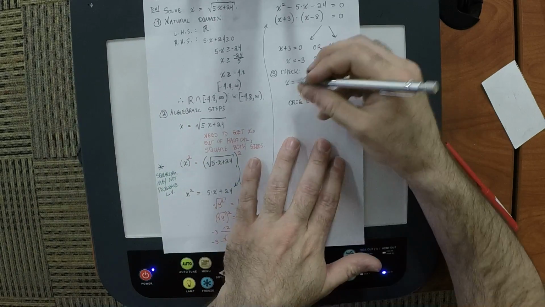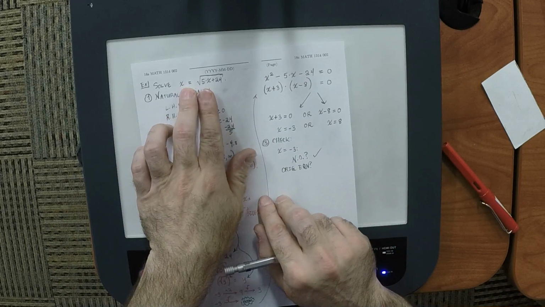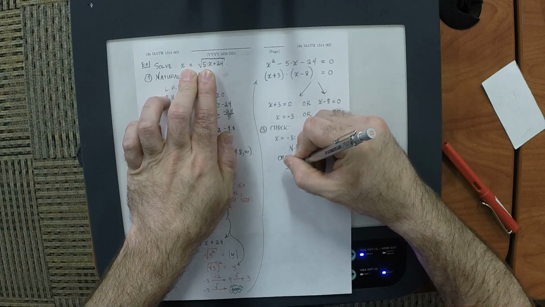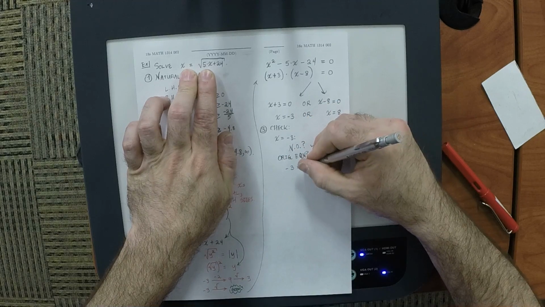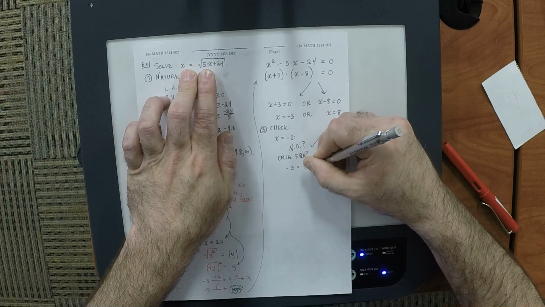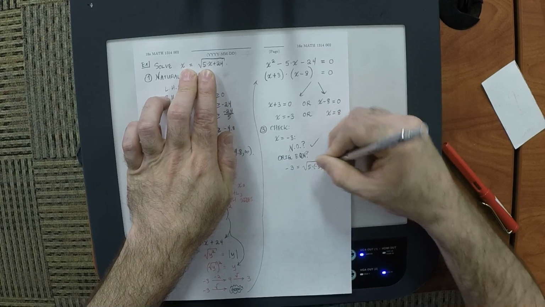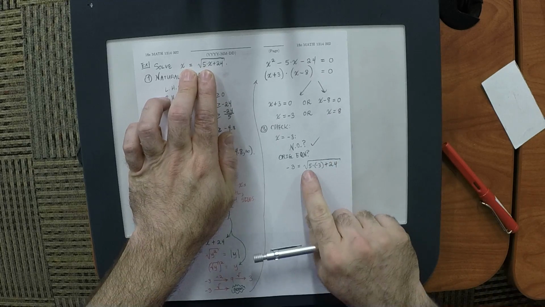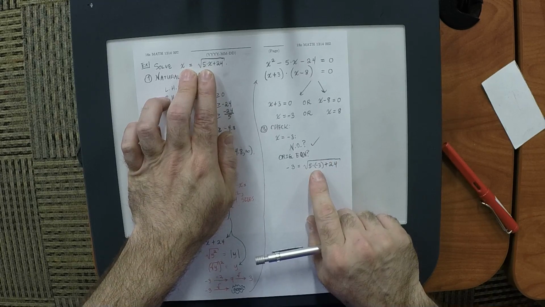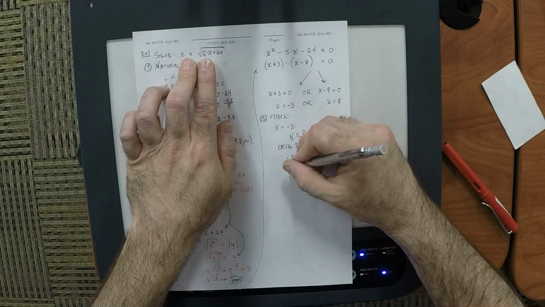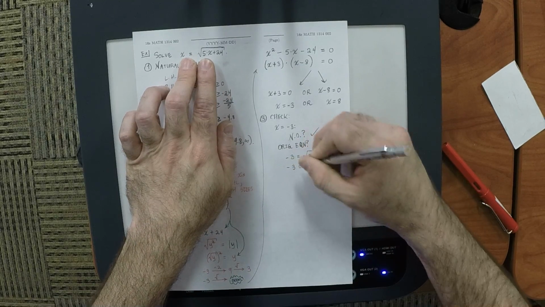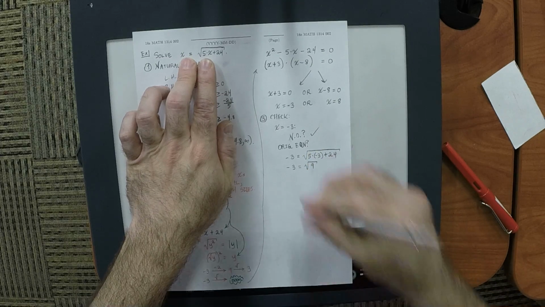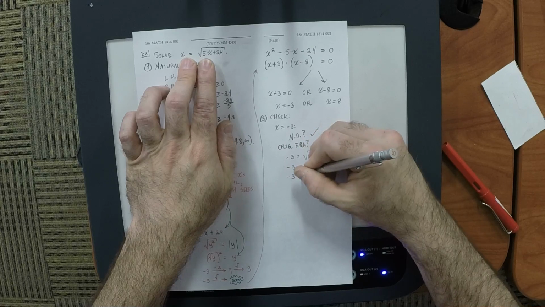Let's check. Let's plug it in. The original equation is right there. So plugging in x is negative 3. Negative 3 equal to the square root of 5 multiplied by negative 3, add 24. Well, 5 multiplied by negative 3 is negative 15. Add 24 is 9. So negative 3 equals square root of 9. And what's the square root of 9? 3.